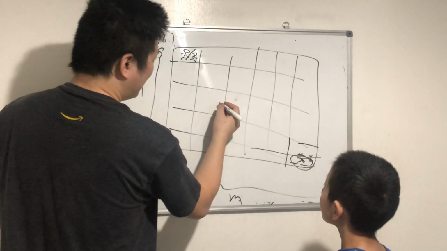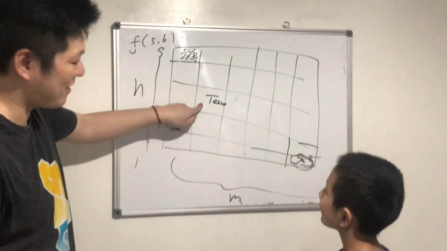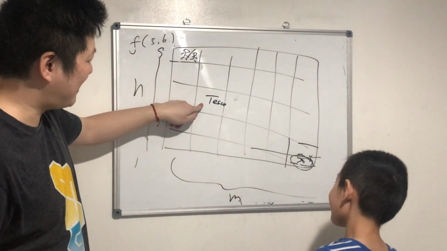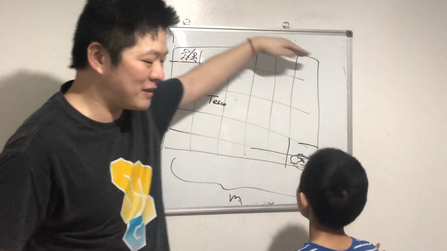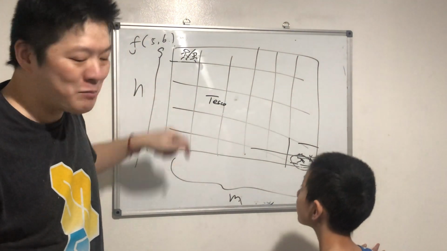Okay, how about if Eric and Ryan must visit Tesco somehow. The Tesco is here. Now, the same rule: you must go to the south and the east, but you must go here first. And how many ways are there of that?